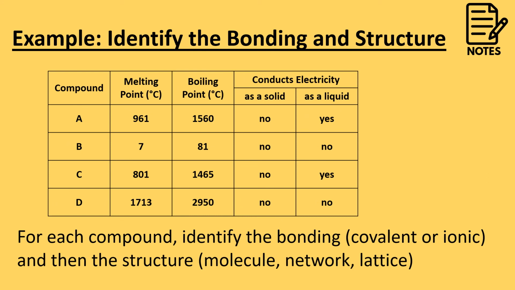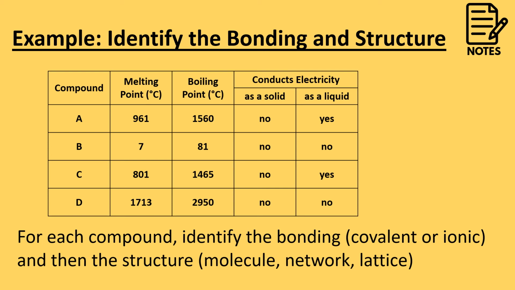So let's look at that in real life, in an example that you might be asked to do. This is exactly the type of question that you'll often see in a test or in an exam. It's quite often multiple choice, but we're going to go through each of the four compounds, A, B, C and D, and I want you to be able to identify whether the bonding in that compound, so in compound A for example, is a covalent compound or an ionic compound.